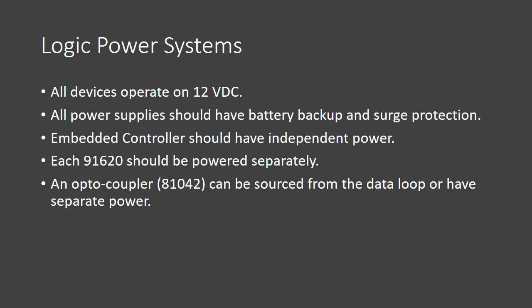The embedded controller should have an independent power source so that it can continue to run even if there's a surge on the MTI data loop or the field devices. The 91620, each one of those should also have their own power supply. And then one device that I didn't mention earlier is the optocoupler, or the 81042, which isolates one data loop from another. This can be powered through the data loop itself, or you can provide source power there at the 81042, which allows you to repower the data loop at that point.